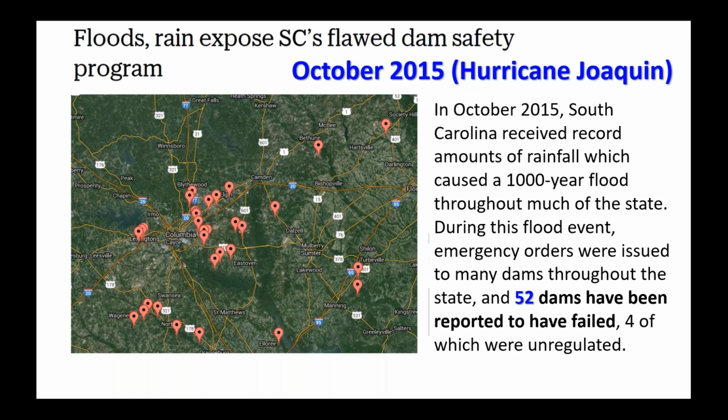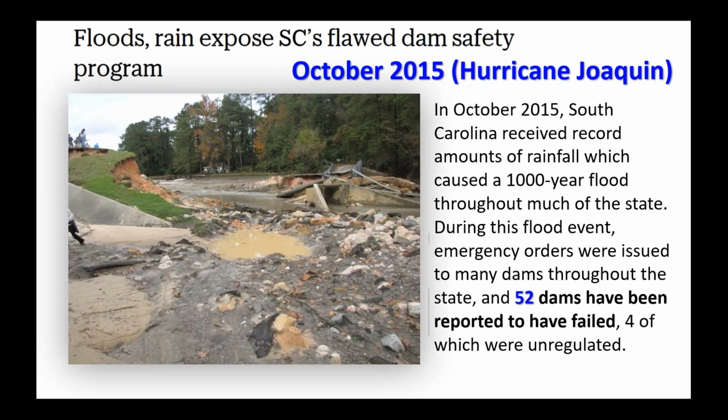If you remember what happened in October 2015, when Hurricane Joaquin hit the East Coast, and it really focused on South Carolina. And there was one part of South Carolina where the rainfall really stalled. And you can see where all of these red circles are with the black dots. Those are all locations where dams were overtopped and failed. And during just that one event at this location, 52 dams failed because of overtopping. And here's one of them.